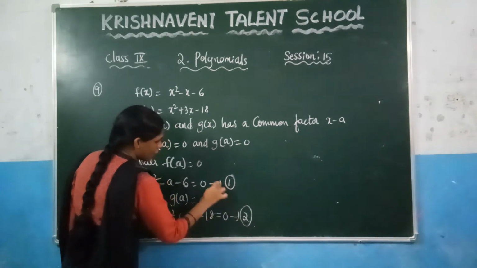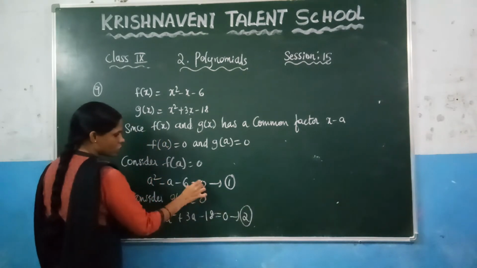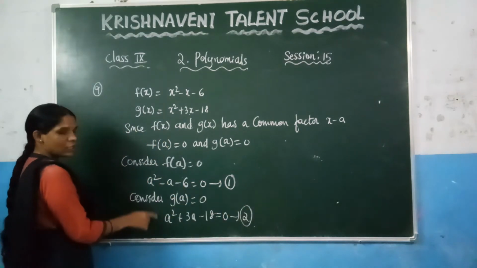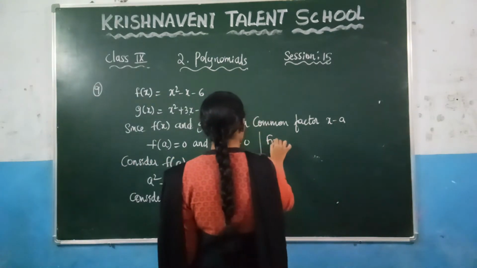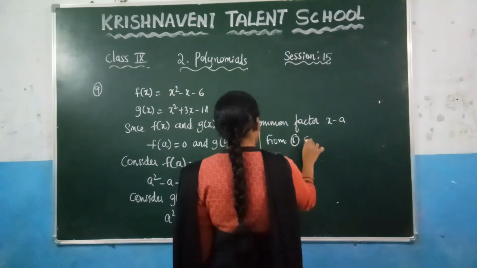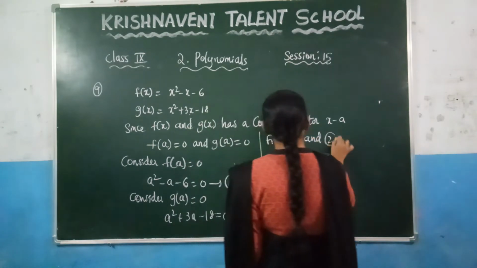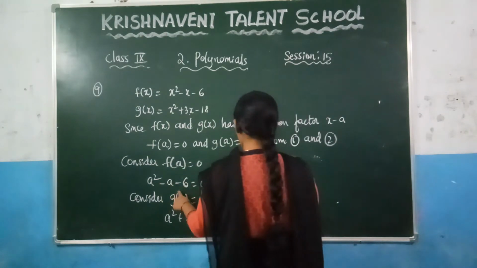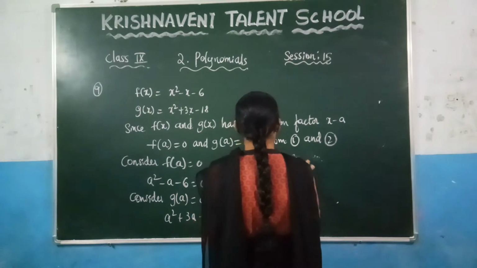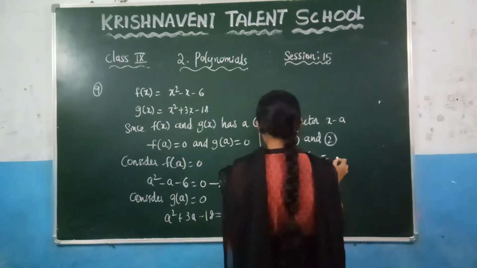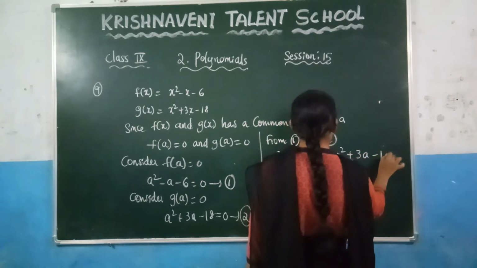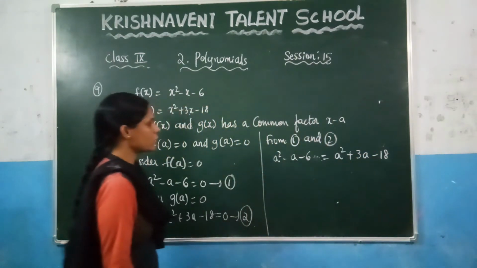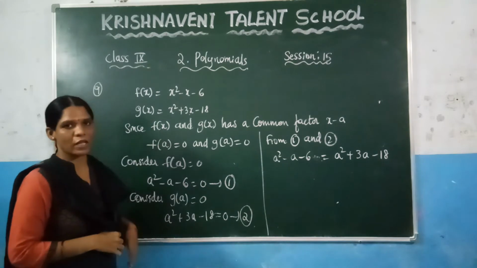Again, here the RHS parts are equal in both of the equations 1 and 2. You can equate the LHS part. So write it here from 1 and 2. What is the LHS part here? A squared minus a minus 6 and the equation 2 which is a squared plus 3a minus 18. Now we have equated these two values, so you need to find the value of a here.